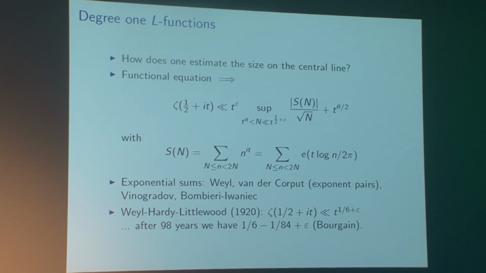There are various ways to estimate exponential sums, due to Hardy-Weyl, van der Corput, the exponent pair method, Vinogradov, and Bombieri-Iwaniec. It's like a combination of all these three.